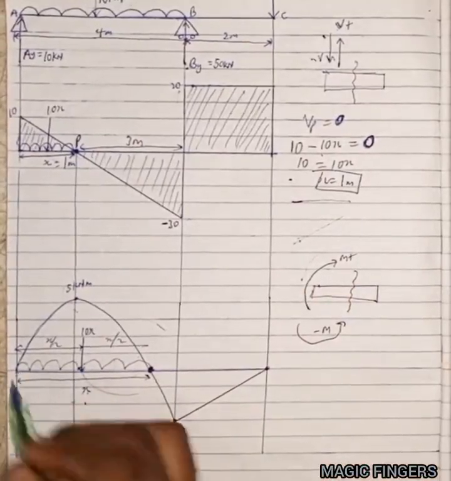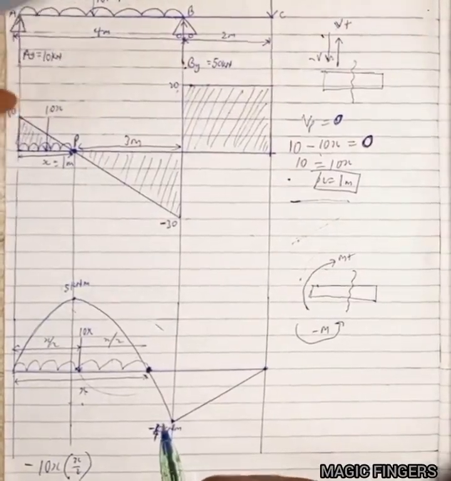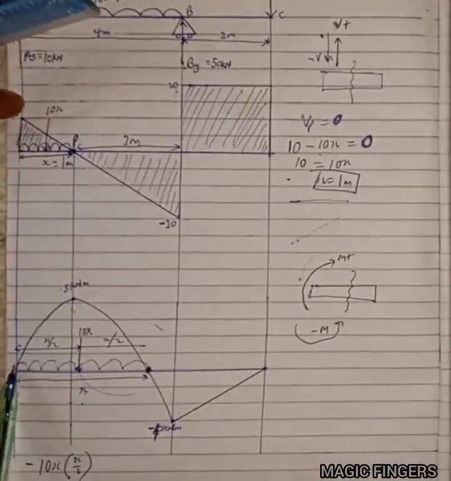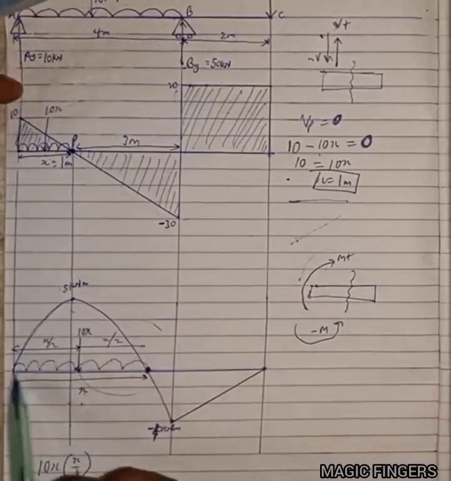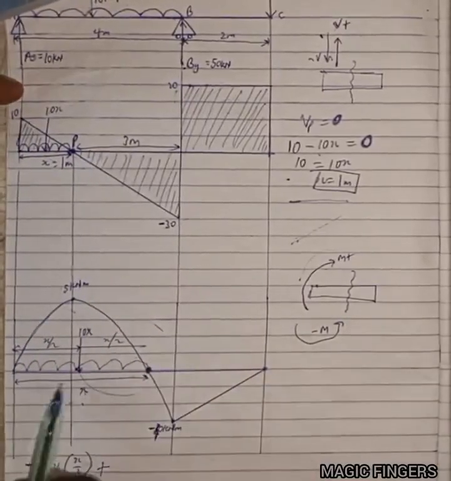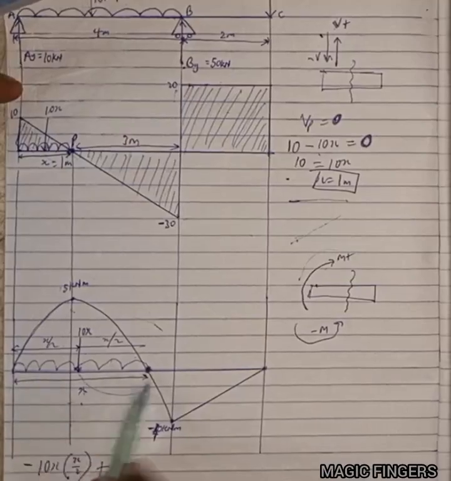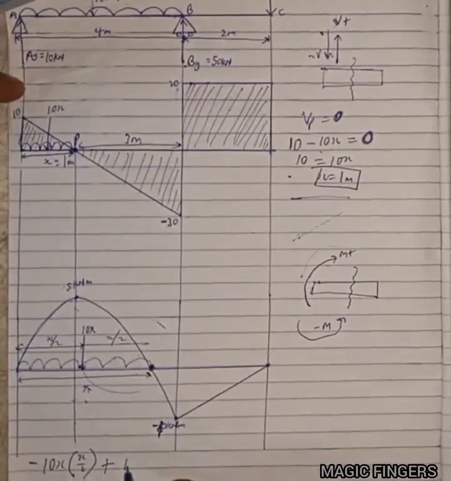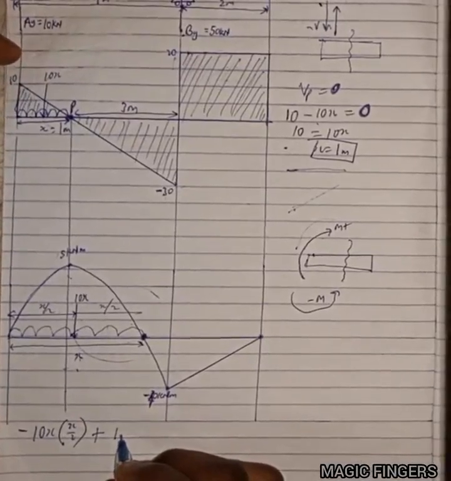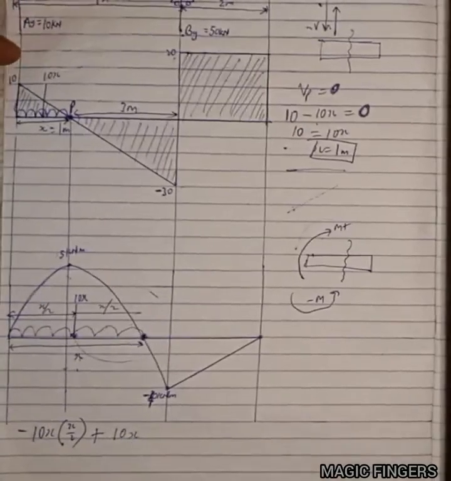Next, the next force I have here is this your 10 kilonewton, consider it. So I have 10 kilonewton here. Remember, this 10 kilonewton is going upward, so it's giving me a clockwise moment, which is positive. So 10 times the distance from here to here, which is x. So 10 times x is 10x, right? So I have 10x.